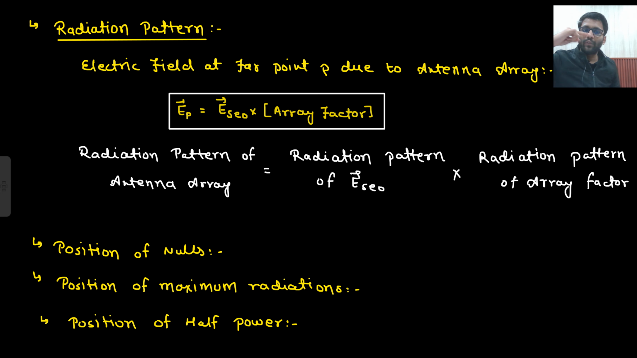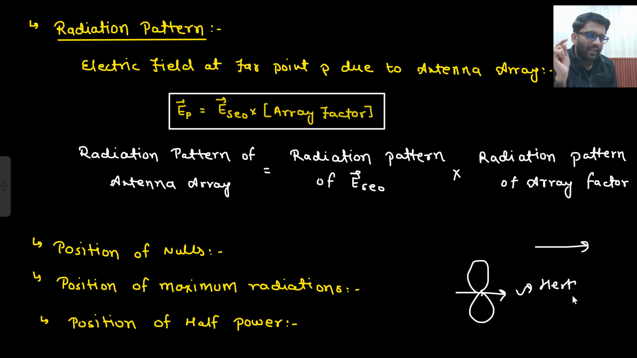Like due to one antenna at point P, can you write down the electric field expression? Yes. And due to one antenna, can you draw the radiation pattern? If antenna is placed like this, and let's just say this is a Hertzian dipole antenna, then how will the radiation pattern look like? This is how it will look like. If it is a half wavelength antenna and it is placed like this, then this is how the radiation pattern looks like.